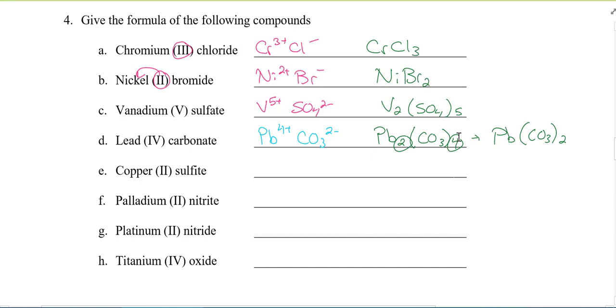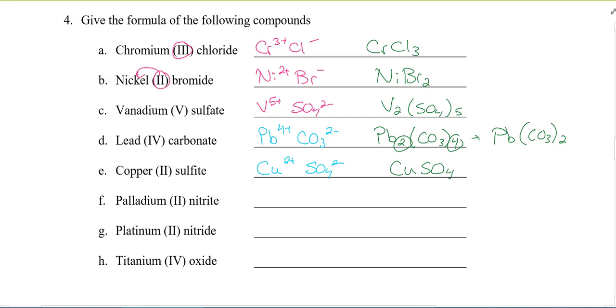It's the correct mole ratio. We still want to do the Pb(CO3)2. It's much easier, much better for us, right? Because it's smaller. Not that it's going to be wrong. It's just nicer. We want to do most reduced as possible. Copper 2 sulfate, Cu2 plus, SO4 2 minus. Hey, they're good together. Plus 2, minus 2, CuSO4.